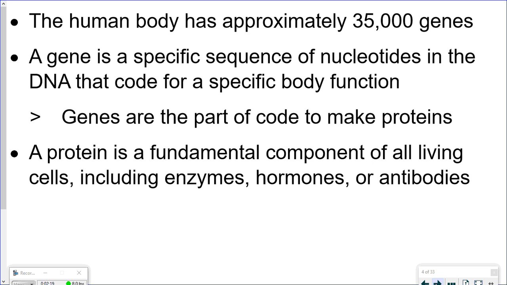The human body is going to have approximately 35,000 genes. A gene is a specific sequence of nucleotides in the DNA that codes for a specific body function. So this is what actually codes to make our proteins to allow our cells to have certain functions. A protein is a component of all living cells, including enzymes, hormones, and antibodies. But remember, they're the ones that have the functional groups on them and give our cells a certain purpose or a certain function or job to do.